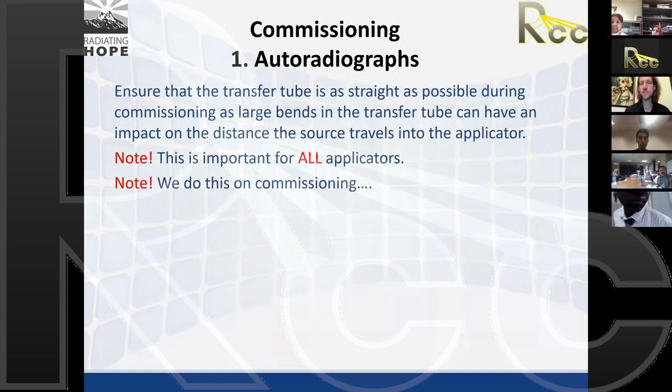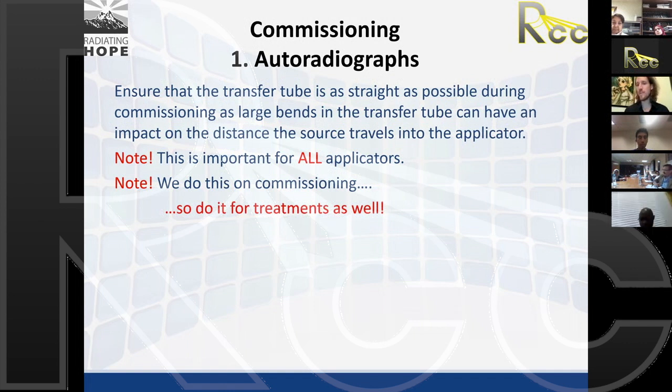Okay, you want to ensure that the transfer tube is as straight as possible during commissioning. So when you're setting this up to take your autoradiograph, don't have large bends in your transfer tube. That's important. That can change the actual physical position when it enters the ring or any applicator. So note that this is important for all applicators. When you're commissioning any applicator, make sure the transfer tube is straight, because that could change the positioning.